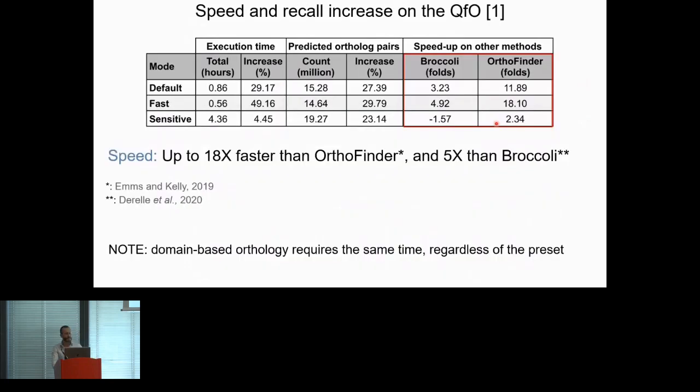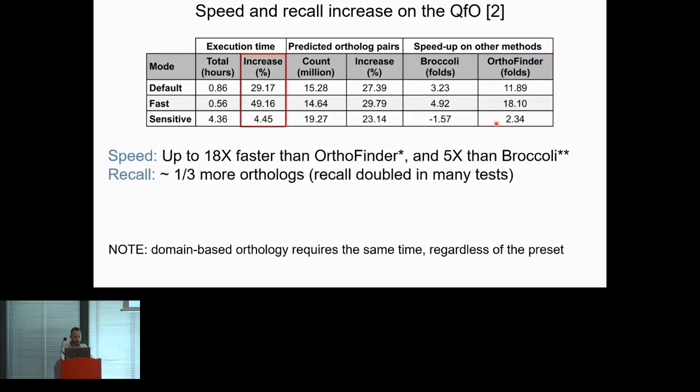So, speed. We compare this to OrthoFinder and Broccoli. OrthoFinder is also a graph-based method, and Broccoli tries to reduce execution time, but in a different way. We were up to 18 times faster than OrthoFinder. And when we think about how much we increase the recall, or the number of predictions, we've seen on the QFO results that in most of the tests, especially at low sensitivity, it doubled the recall.